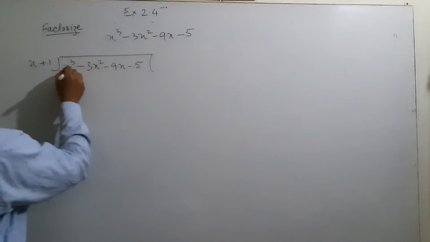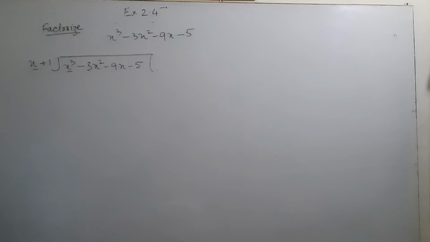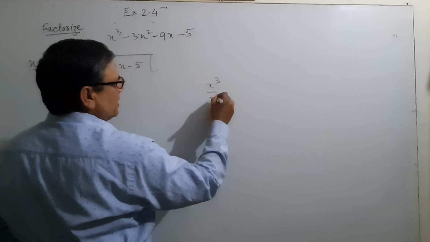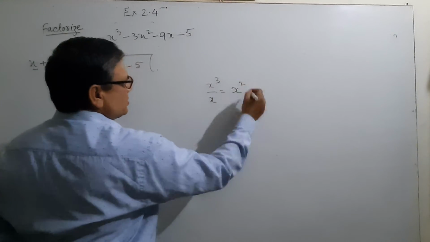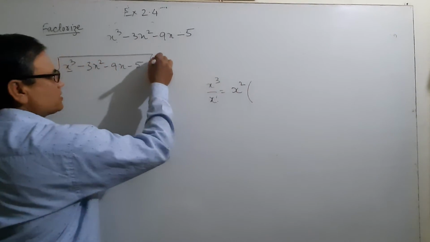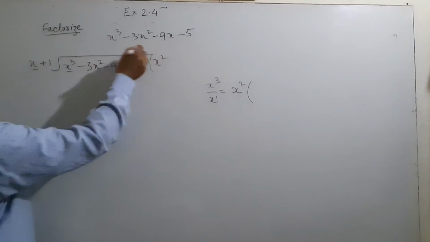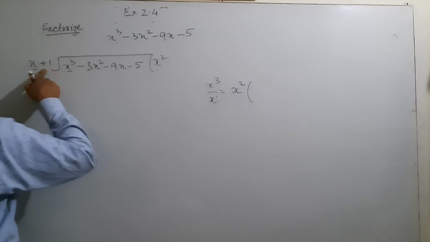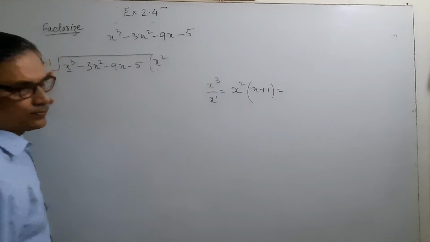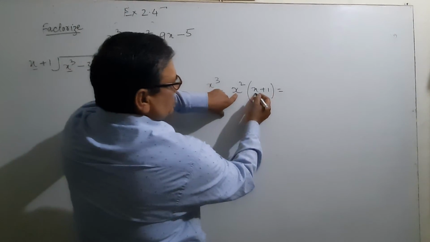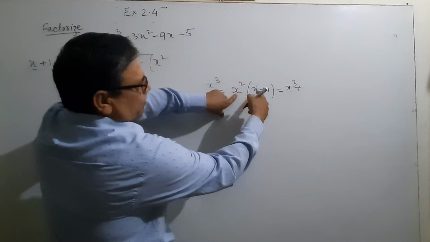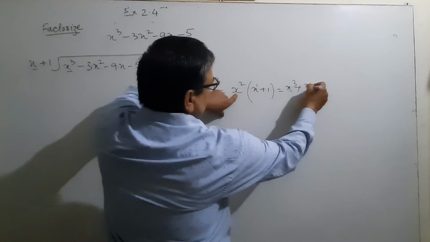What do we do? First term divided by first term. What is your first term? x cube divided by x. What is your answer? x square. Here is x square, and this x square is multiplied by x plus 1. Now what is your answer? x square times x is x cube, plus x square times 1 is x square.